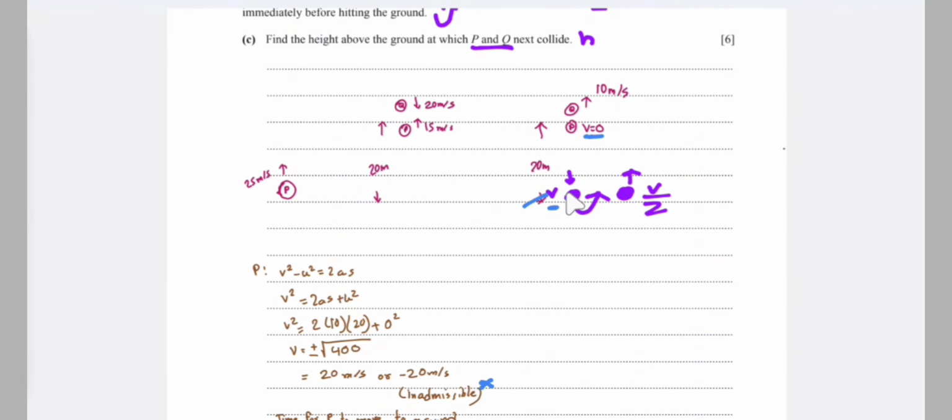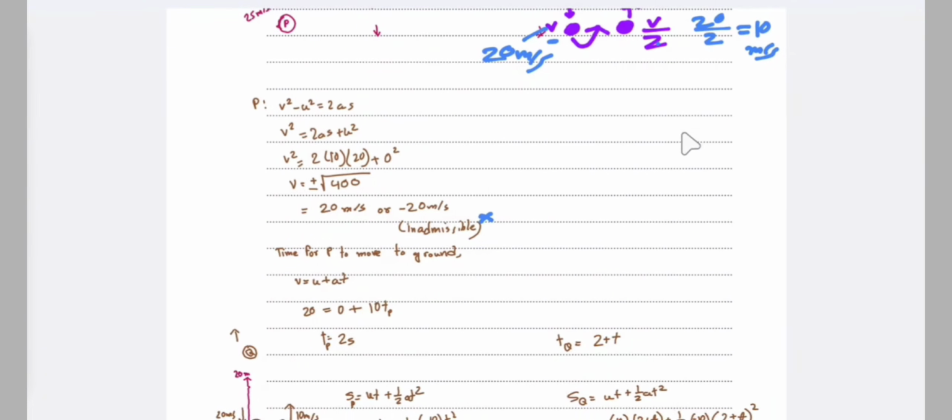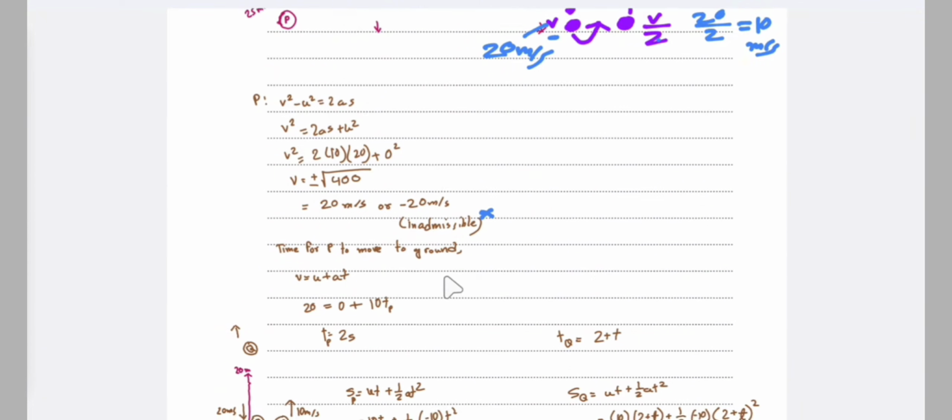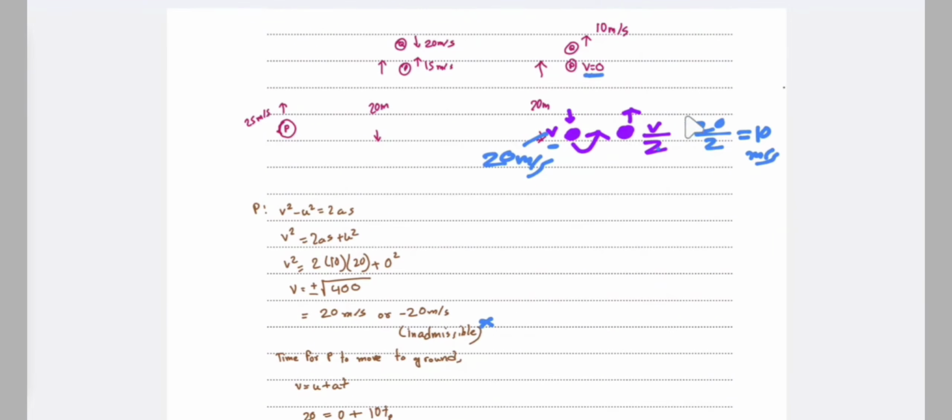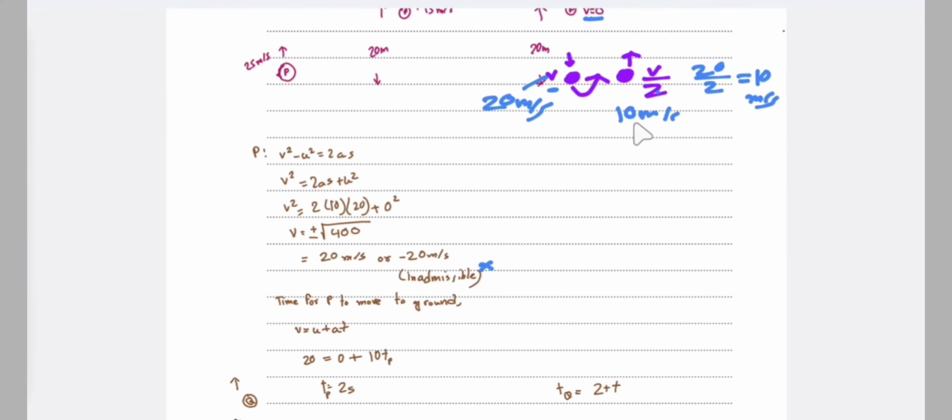So when it reaches the ground, it has a speed of v, and v has a value of 20 meter per second. As it rebounds, it has a speed of v by 2, that is 20 by 2, that is 10 meter per second. So P rebounds with a speed of 10 meter per second, that is v by 2. P moves upward with a speed of 10 meter per second.